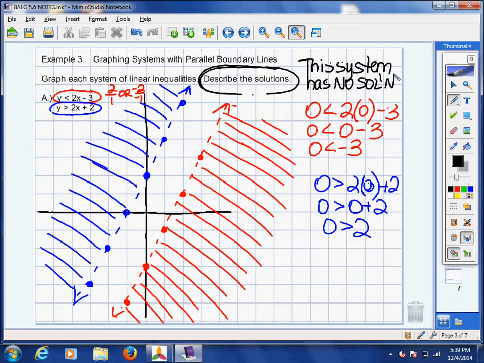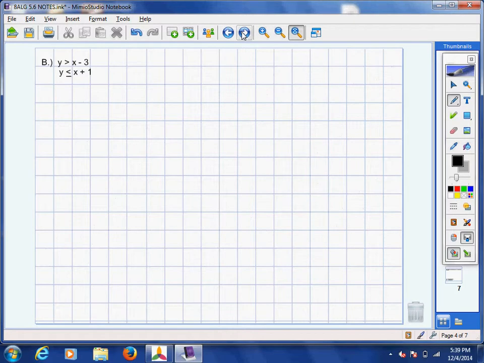And the reason why that is because we have no overlapping of any line or any of the shading. So there's no solution. There's not a point on there that will work in both of those equations. And hopefully you can see that from the graph. Okay? Well, let's move to our next page.